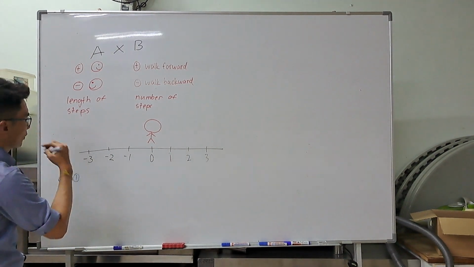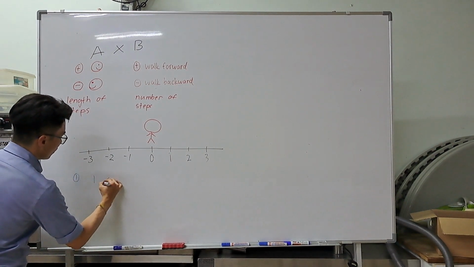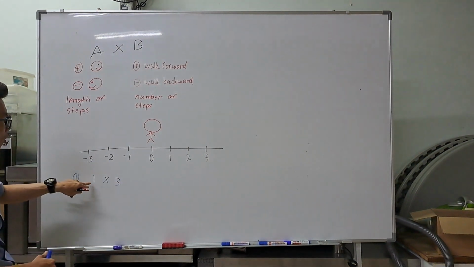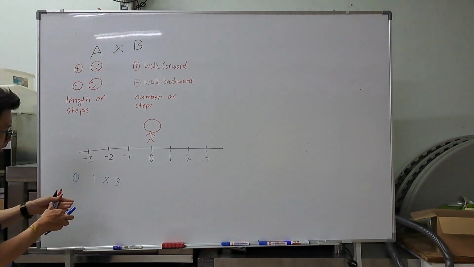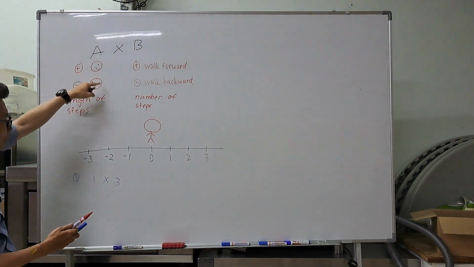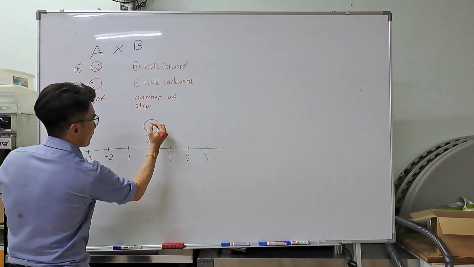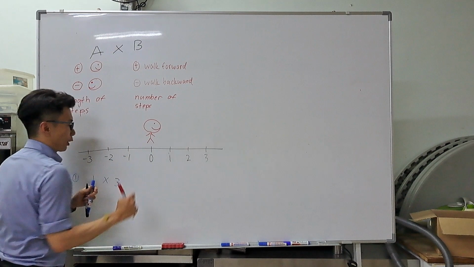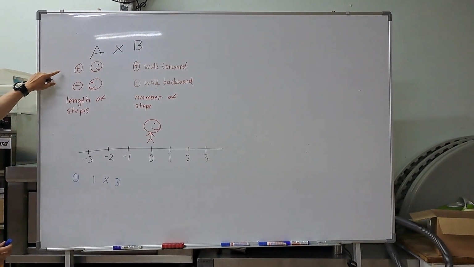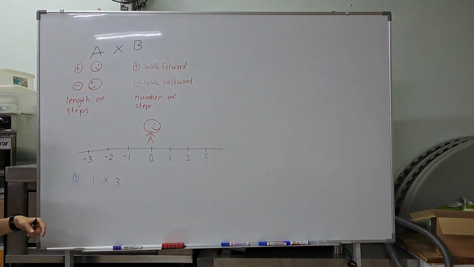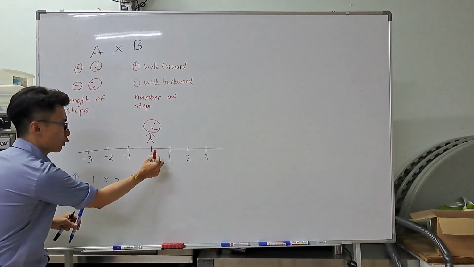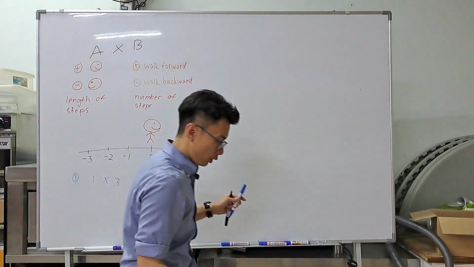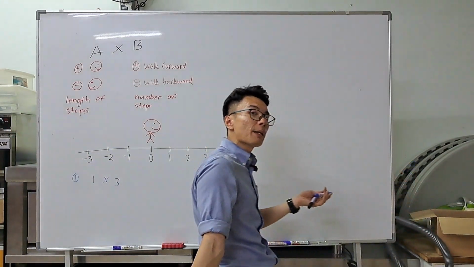Let's start with a simple example of 1 times 3. Let's look at what happens here. 1 is a positive number, so you are facing the right hand side, in this direction. This also represents the length of the step, which means every time you walk, you will take 1 unit, 1 unit, and 1 unit, depending on how many steps you are taking.